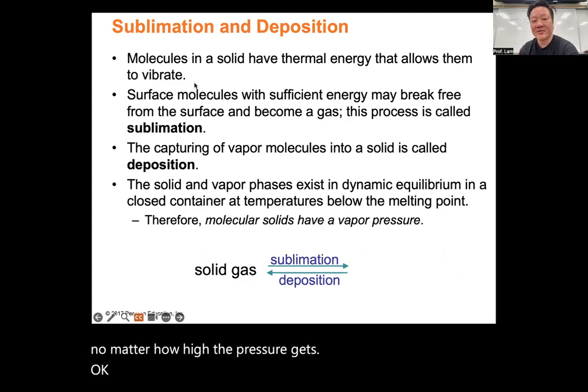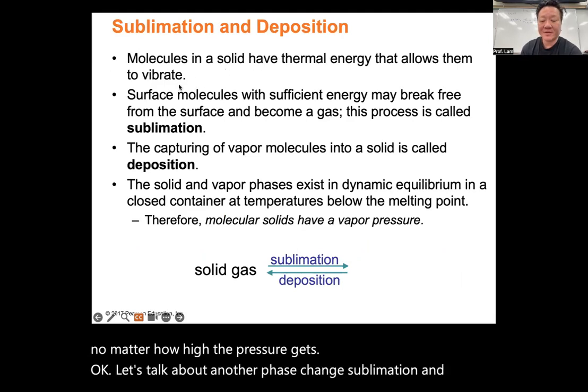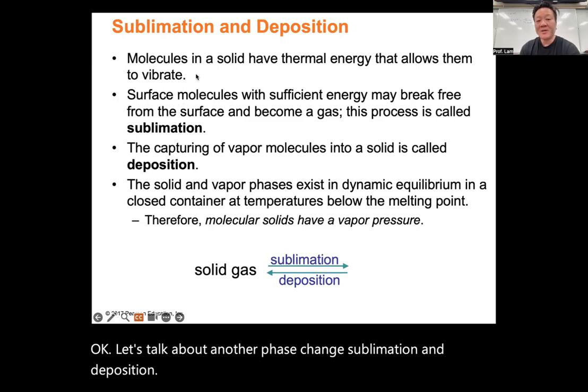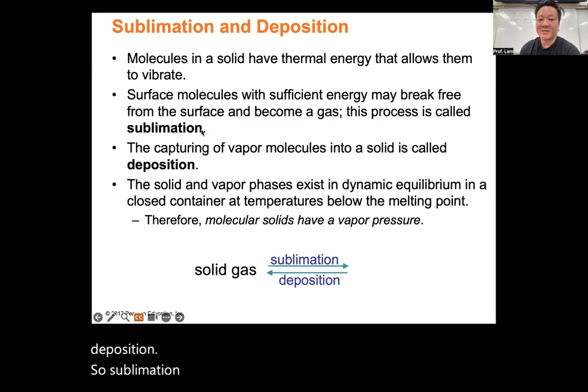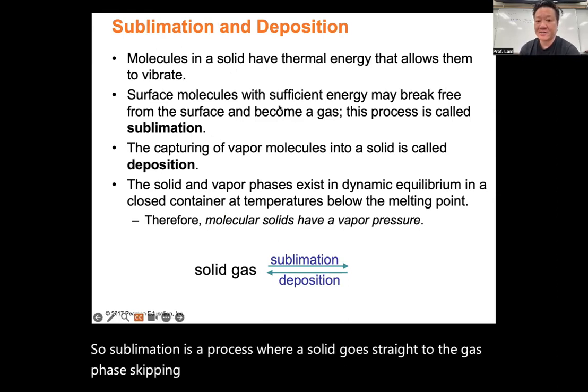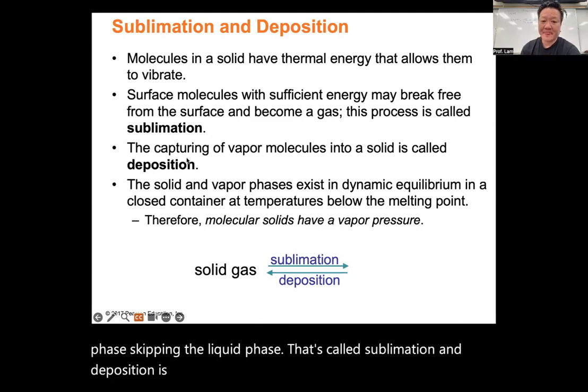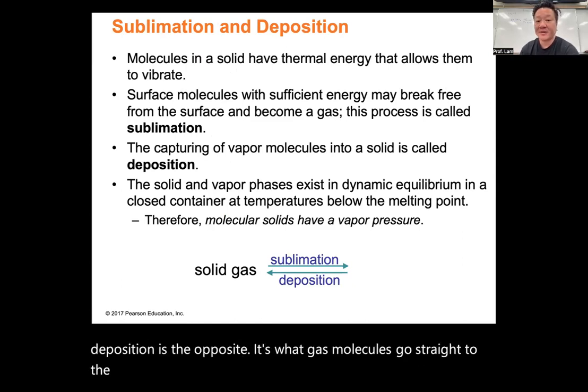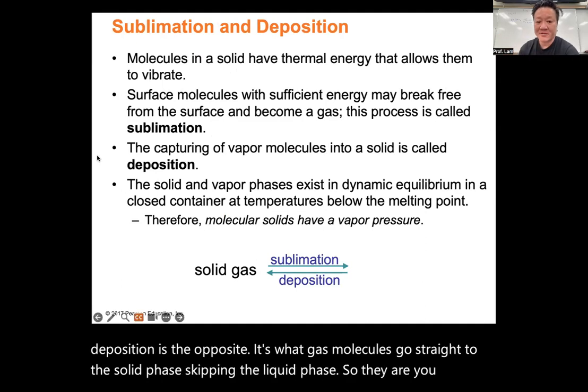Okay, let's talk about another phase change, sublimation and deposition. So sublimation is a process where a solid goes straight to the gas phase, skipping the liquid phase. That's called sublimation. And deposition is the opposite. It's when gas molecules go straight to the solid phase, skipping the liquid phase. So they are opposite of each other.